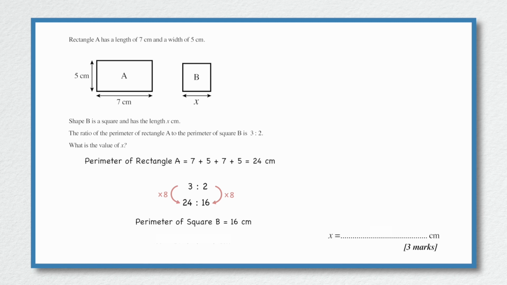And so finally, we need to calculate the length of x. We know that the shape is a square, so x must be equal to 16 divided by 4, which is equal to 4 centimeters. And so that's our answer. 1 mark for 4 centimeters. Pause the video and have a go at this question.